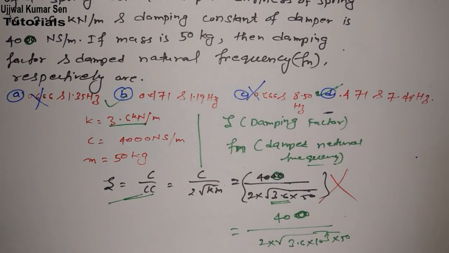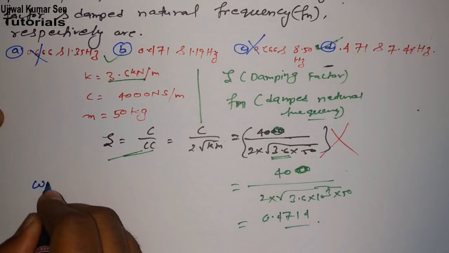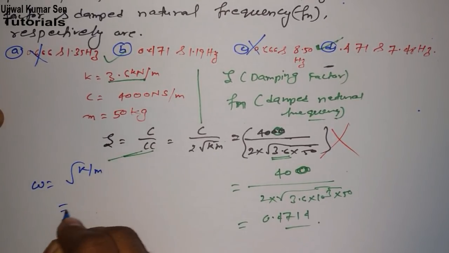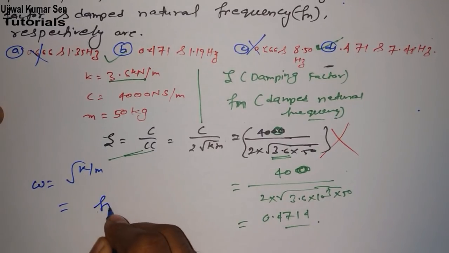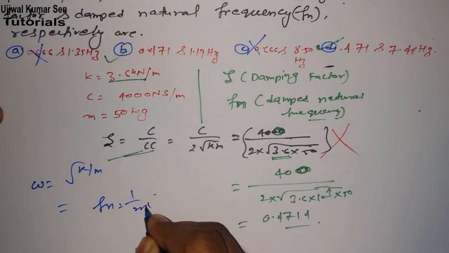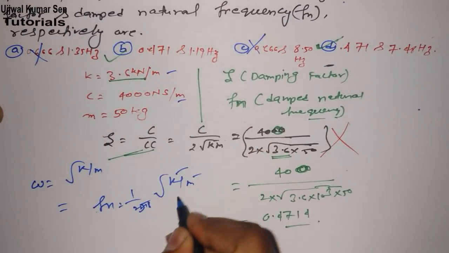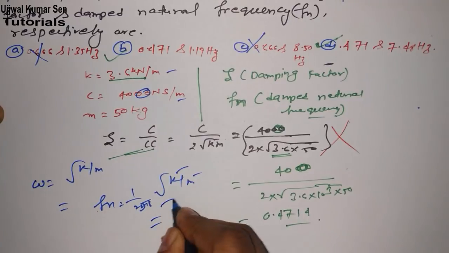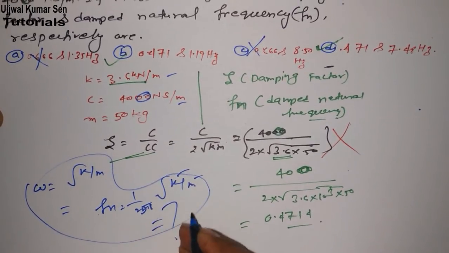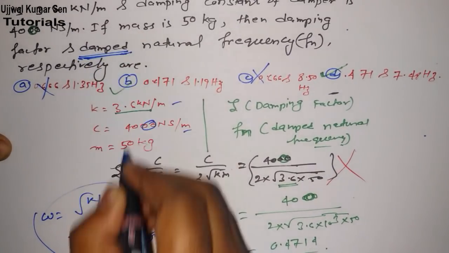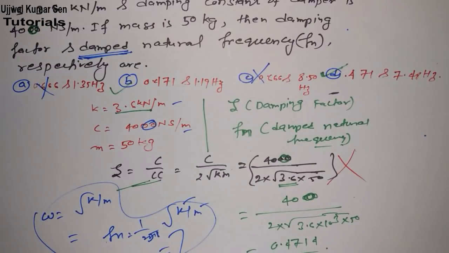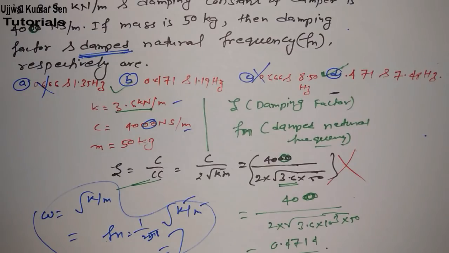Now what exactly are you going to do? You are going to find omega equal to root under K by M, or you will say Fn is equal to 1 by 2 pi root under K by M. You will put in these values because they are already given and you will get an answer. But that is the wrong approach. Why? Because you will not notice the word damped. In the question they haven't asked you to find the natural frequency, they have asked you to find the damped natural frequency. So we have to notice this. Are you getting my point?